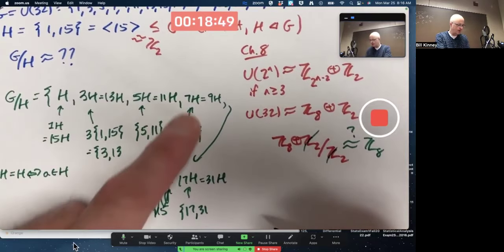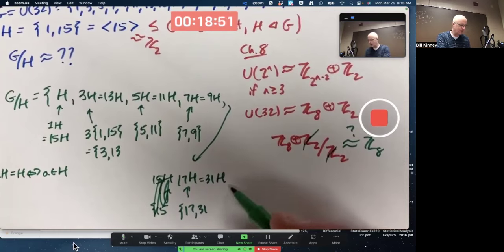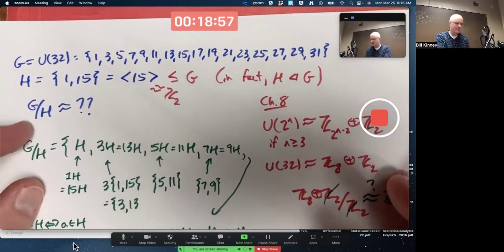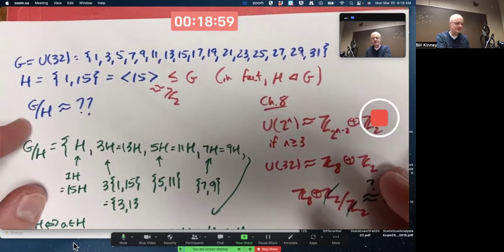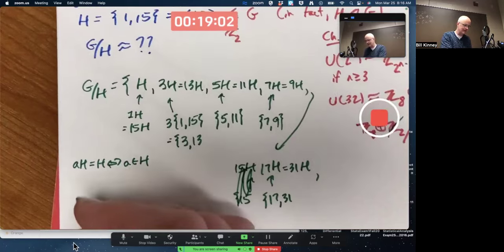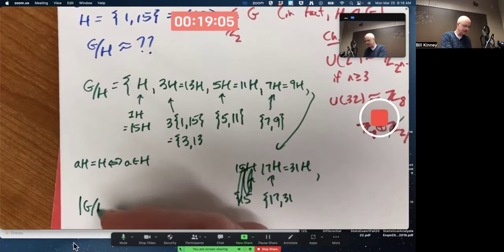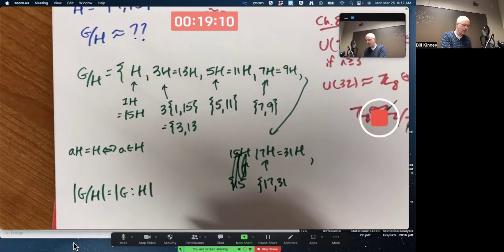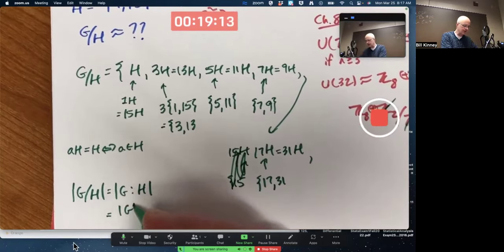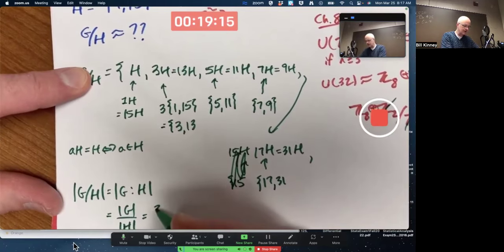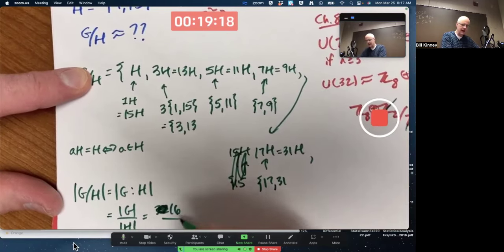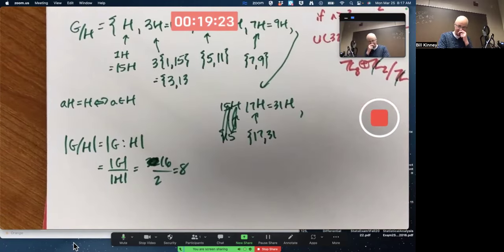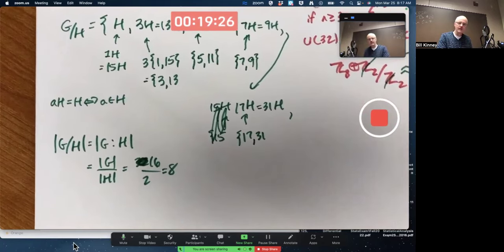1, 2, 3, 4, 5 elements so far. How many more are there? It's got to be 3 more. There's got to be 8 total, right? Because the number of left cosets is the same as the index. Remember this. This is by definition the index of H in G, which by Lagrange's theorem was the order of G divided by the order of H. G's got 16 elements. H has got 2 elements. Our factor group has to have 8 elements. We've got 3 left.